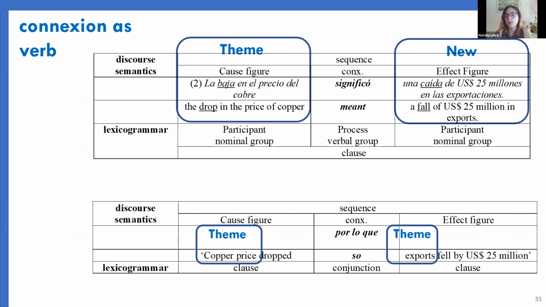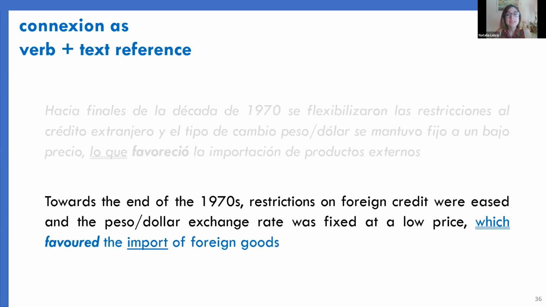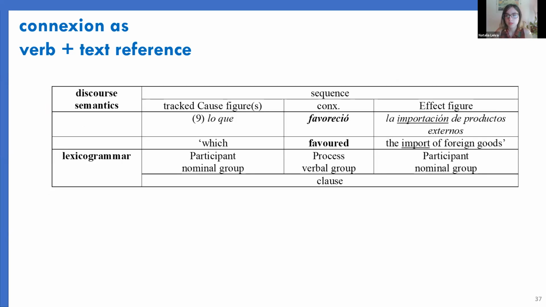This contrasts with the textual possibilities in the congruent agnate, in which entities such as copper price or exports tend to be theme of the clause. Let's see this other configuration with connection realized by verb, but this time involving text reference. As seen in the example, one of the figures, the effect, is realized by a nominalization, the import of foreign goods, while its cause is tracked by a relative pronoun. In Spanish, we have gender distinctions in pronouns, so there are feminine, masculine, and neuter ones. Neuter pronouns, as lo que here, typically recover one or more figures. In the example, lo que tracks the two congruently realized cost figures in the cotext before the comma. This is outlined in this table.